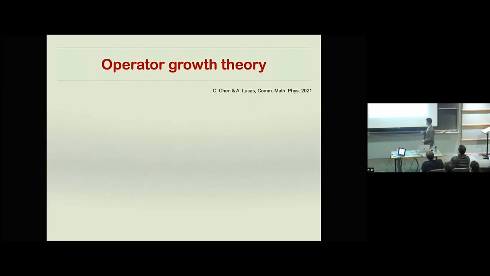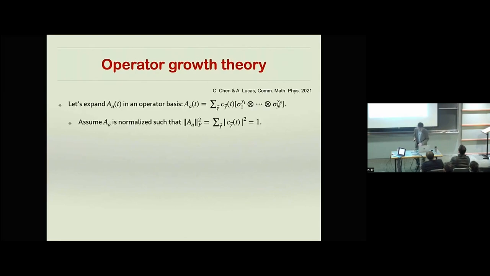To understand that, we have to dive a bit deeper into something called operator growth theory. The way we can think about this problem is we're looking at an operator that is initially supported on a qubit A, and then we're looking at the time evolution of this operator. We can always expand this in an operator basis, usually a Pauli basis. Each of these gamma can be either X, Y, Z, or identity, because the Pauli operators and the identity form a complete operator basis. We're also going to assume this operator is normalized, so all these coefficients squared add up to 1.